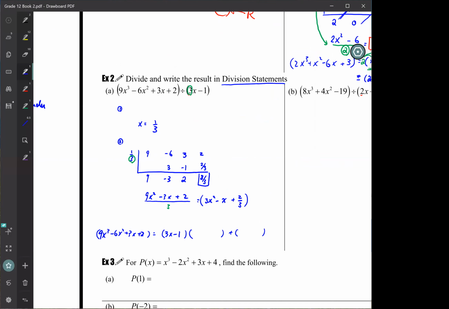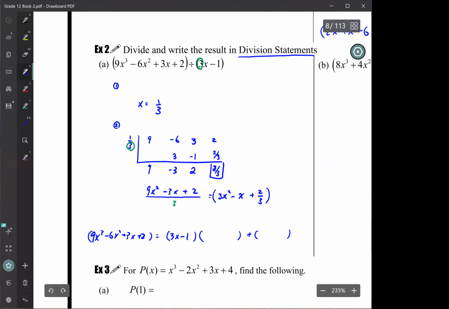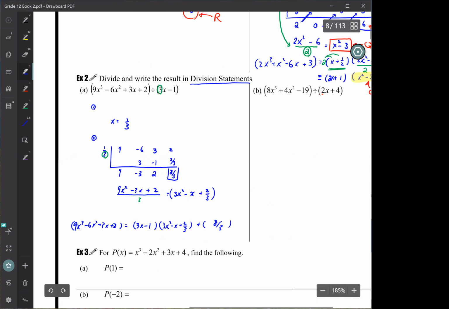Okay, so what's the third bracket then? Eric? 3x squared minus x plus 2 over 3. Yeah, okay, so you will use the quotient that's already divided by 3. And then finally, the remainder is 8 over 3. Okay, let's try one more time. Remember that you need to do some modification on your final answer.